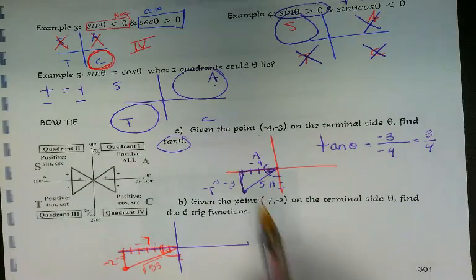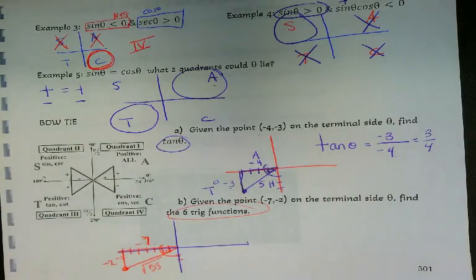All right, it wants you to write out all 6 trig functions. So take a moment and write out all 6. Start with easy, sine, cosine, tangent, then write its reciprocal partner. All 6 trig functions.